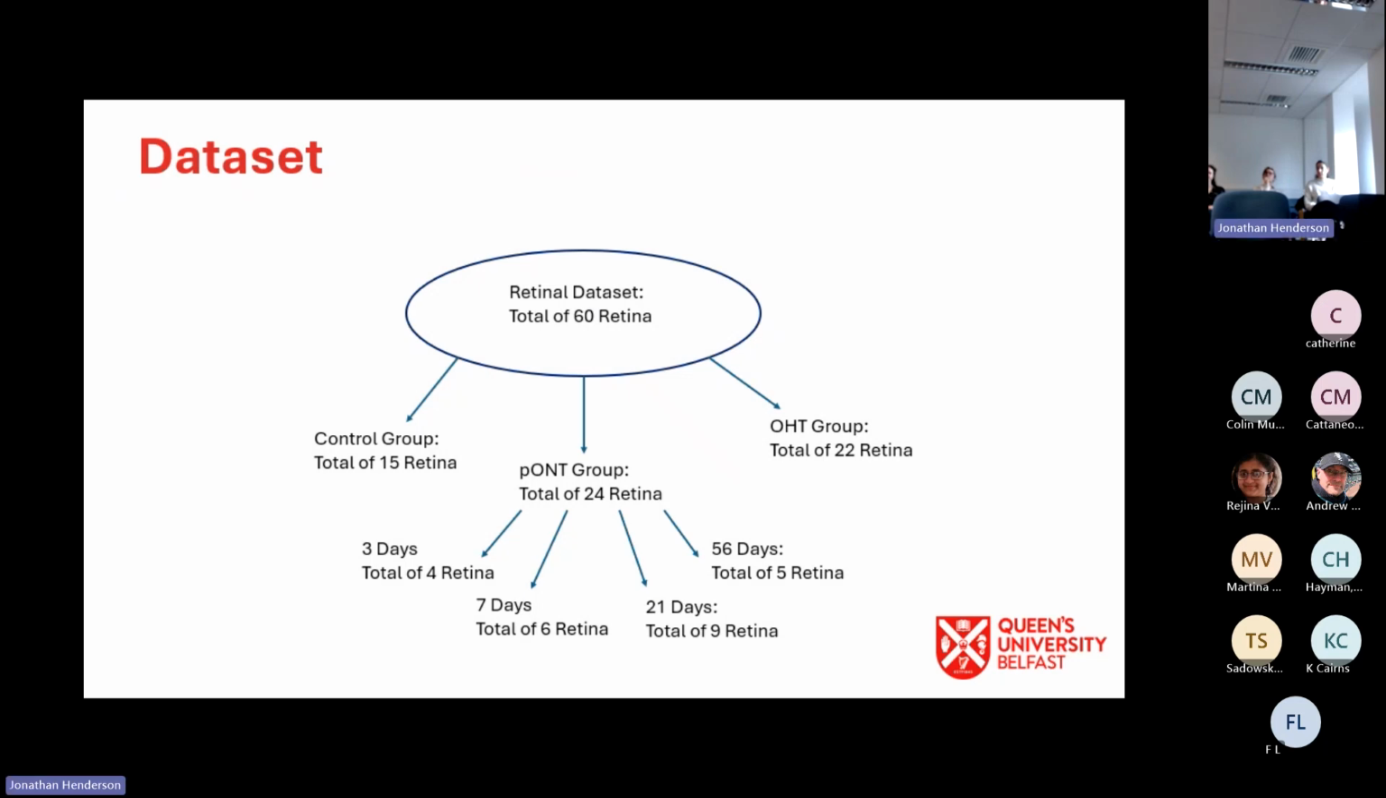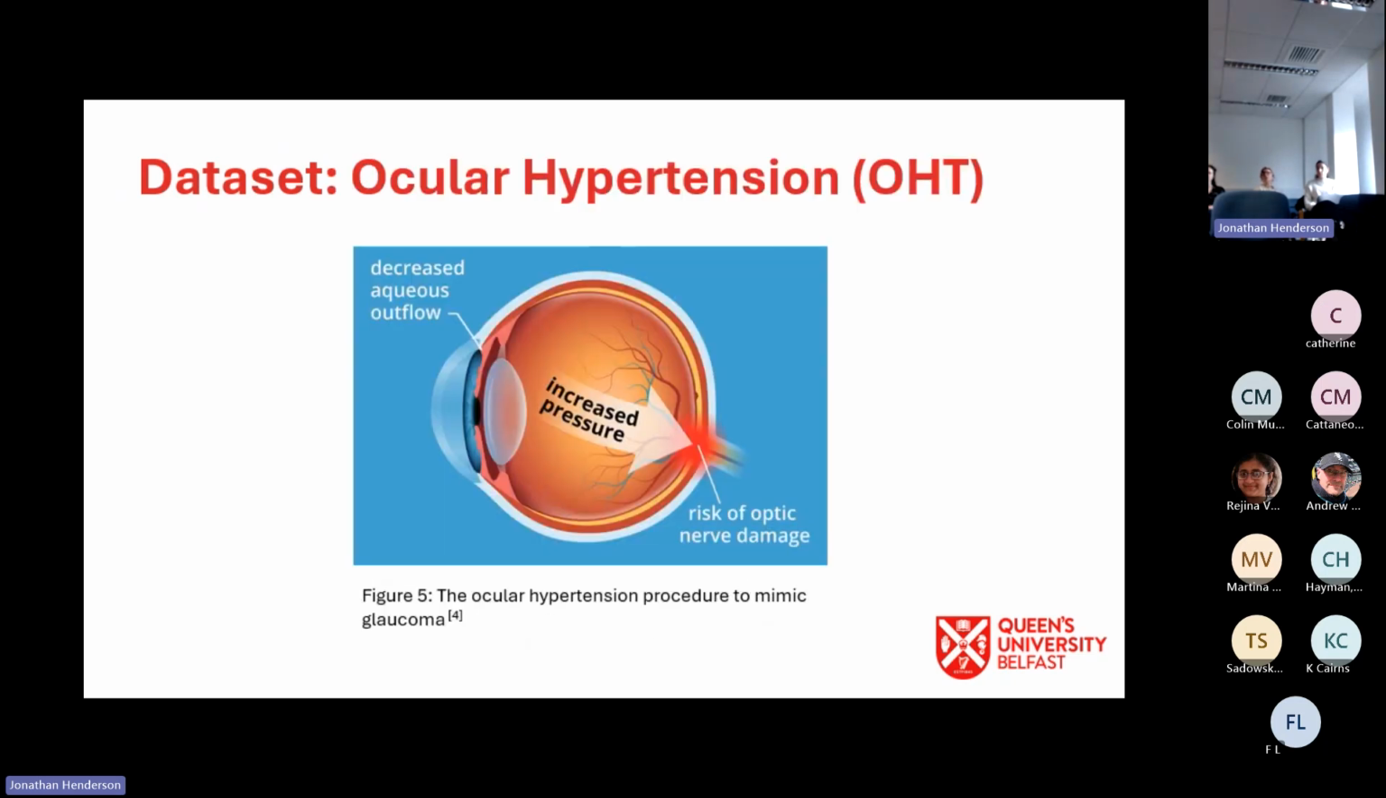The other model that we used is the ocular hypertension model. This model has a total of 22 retina within its cohort, and it's probably closer to what would be observed in human glaucoma. Essentially what happens in glaucoma a lot of the time is that the part of your eye which controls the fluid pressure within it can become blocked. Then there's an increased pressure, and this increased pressure causes damage to your optic nerve. This then leads to the retinal ganglion cells being lost. So this procedure is essentially to simulate that type of loss.